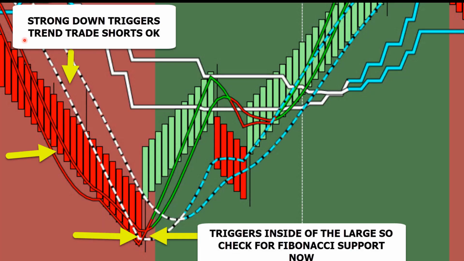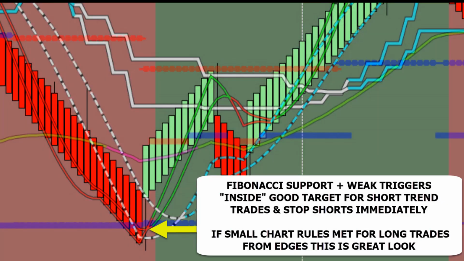Strong trending down triggers, you will sell a pullback, you will sell a pullback, and then triggers get inside of each other. Again, when the small triggers get inside, we're going to check for Fibonacci support. If we have Fibonacci support, we will stop doing short trades, and we will then look for the rules for a long trade to be initiated if we get our rules to be met, which we'll go over in just a second.